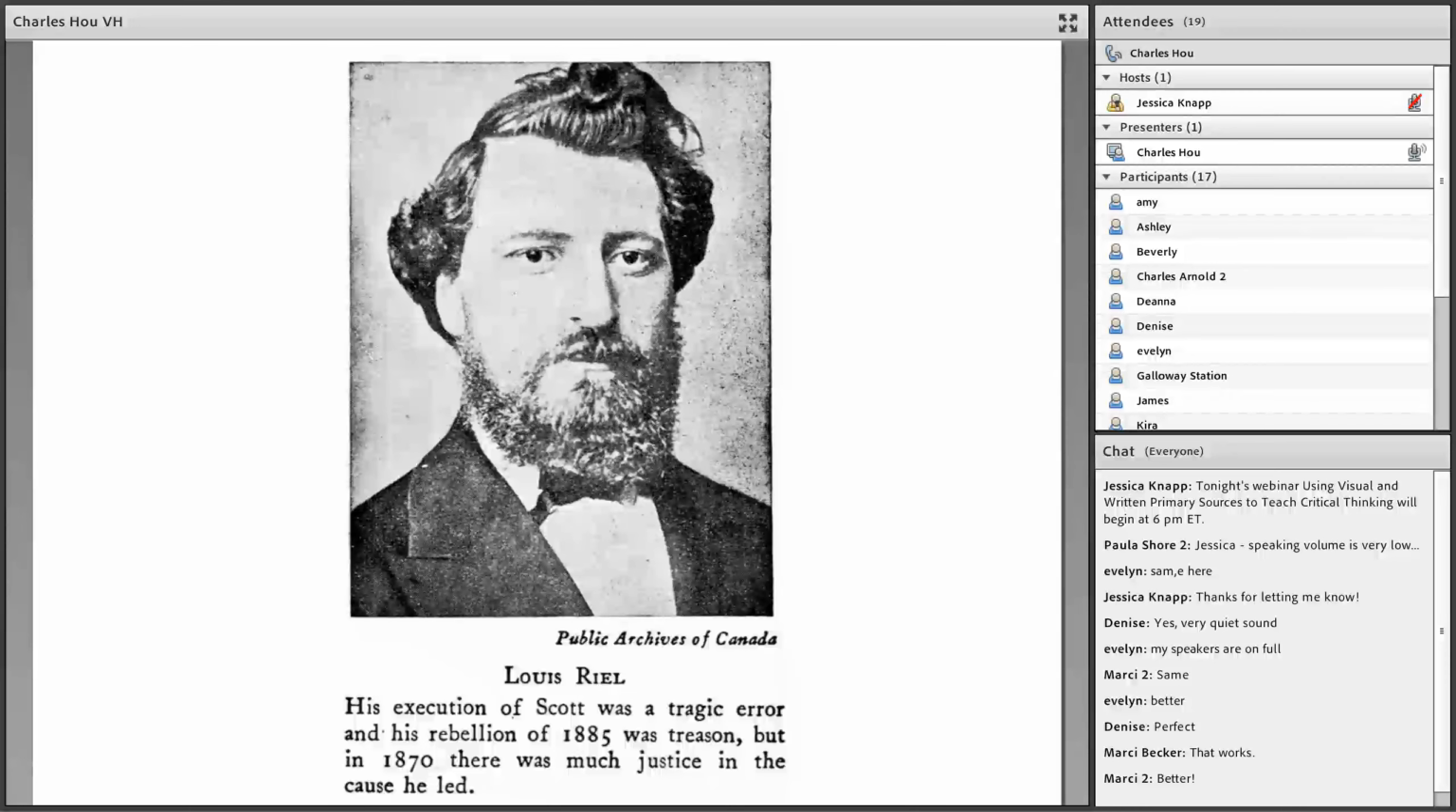There were some visuals in this book. Actually, it wasn't that bad a book compared to some of the other ones. But this was a typical visual. It's pretty hard to get students excited about the Riel Rebellion looking at this.